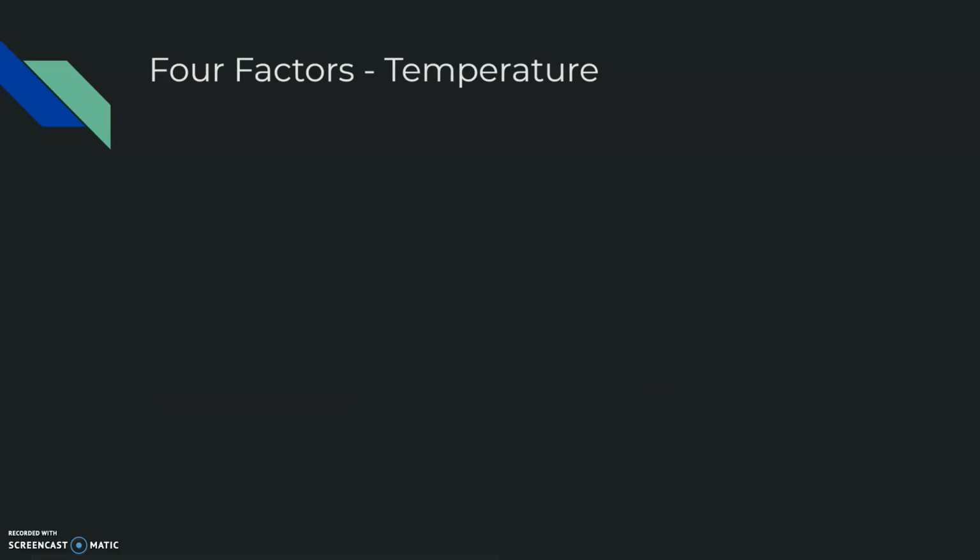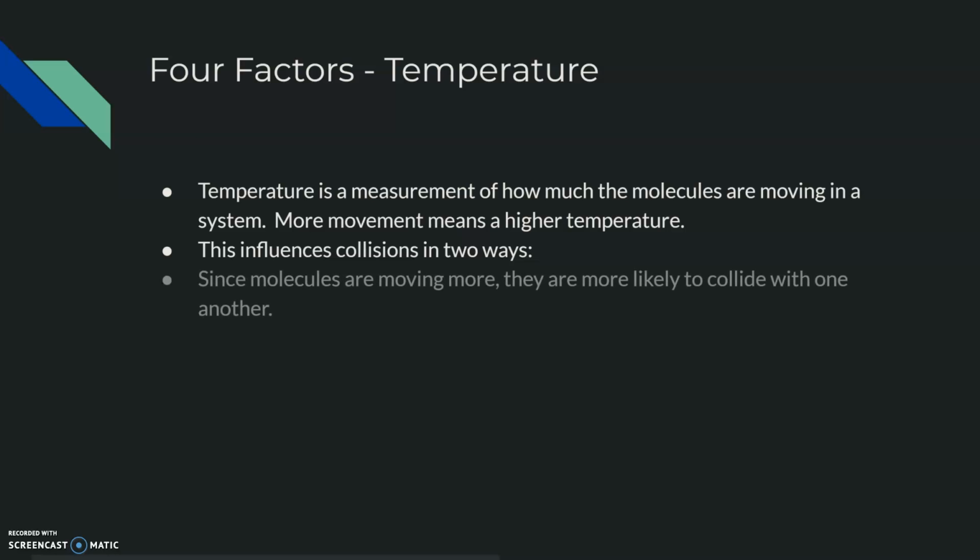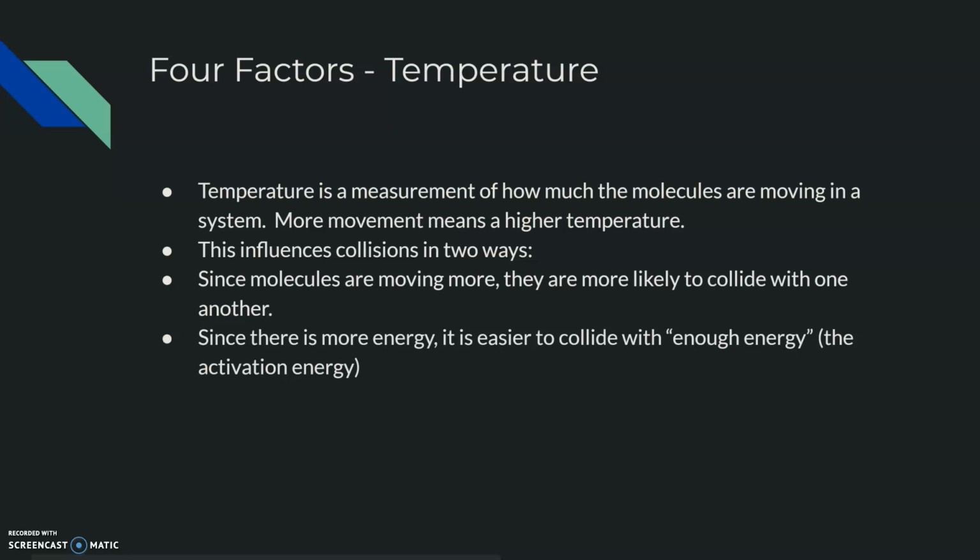4 factors. Temperature. Temperature is a measurement of how much the molecules are moving in a system. More movement means higher temperature. This may influence collision in 2 ways. Since molecules are moving more, they are also more likely to collide one with another. Since there is more energy, it is easier to collide with enough energy, the activation energy.